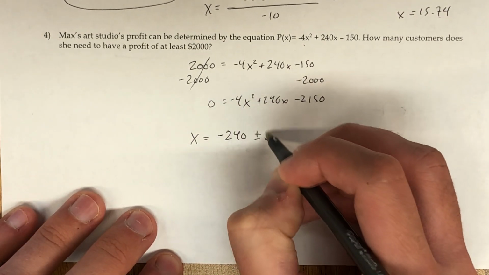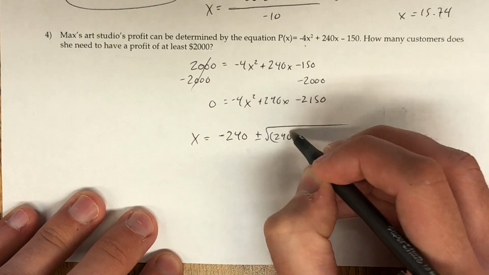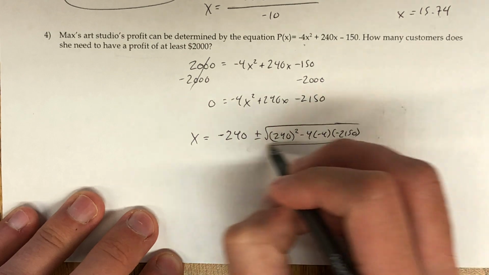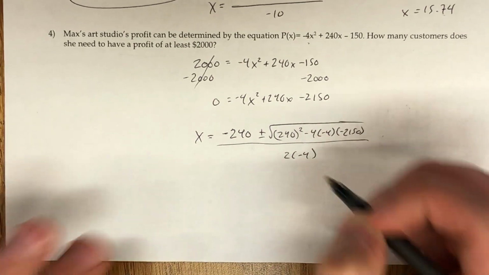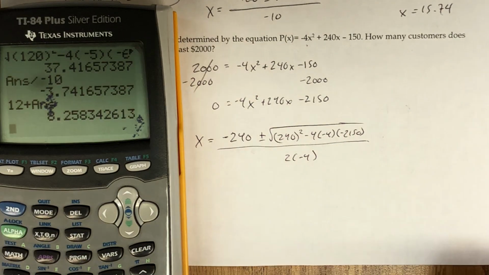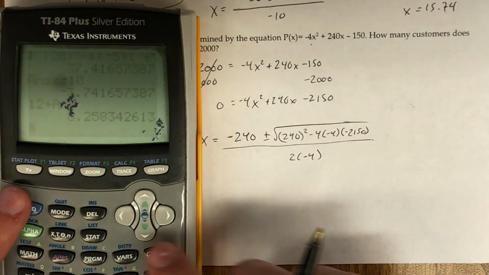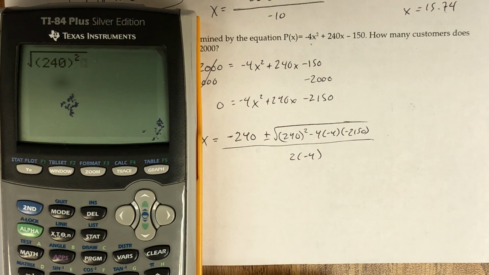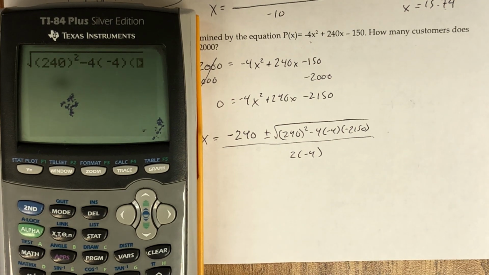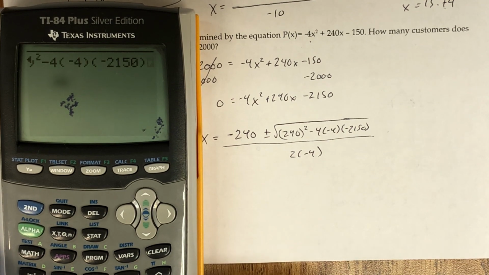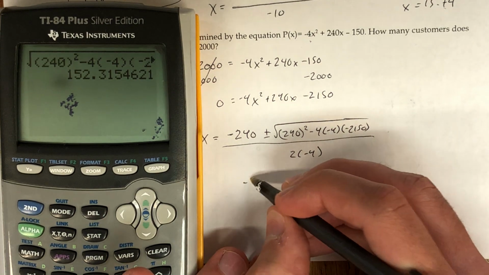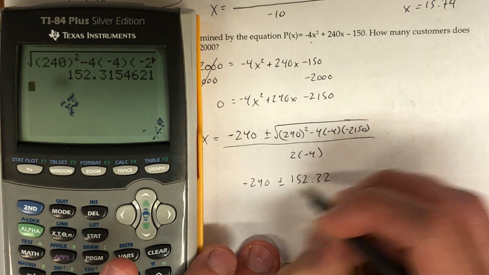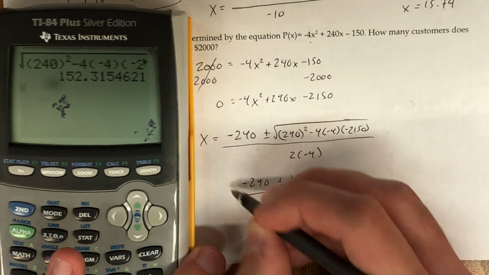x equals negative b plus or minus the square root of b squared minus 4ac all over 2a. So let's figure out what's under the square root here first. We have the square root of 240 squared minus 4 times negative 4 times negative 2150. And we get 152.32. Over 2 times negative 4 is negative 8.